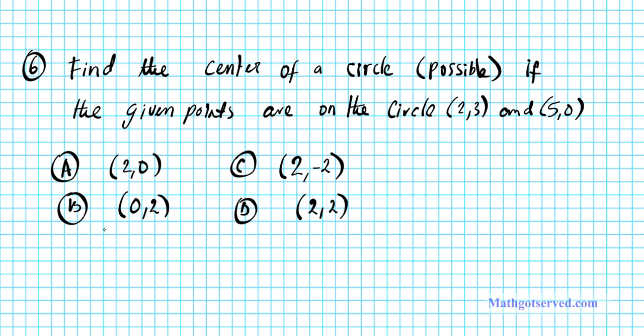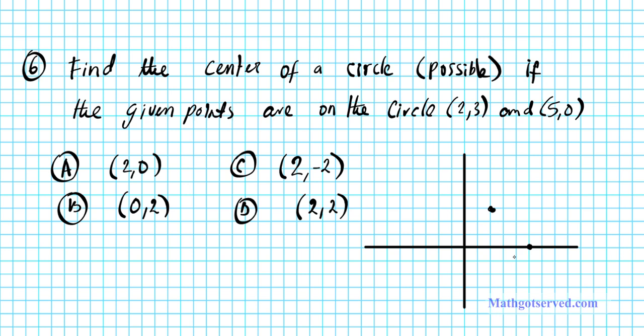Okay, so let's go ahead and solve this problem. The easy way to figure this out, we can just make a sketch, and then we can make a reasonable guess as to where the center is located. So let's go ahead and sketch the 2 points on the circle. The 2 points are (2, 3), so 1, 2, 1, 2, 3. That's 1 point. And the next point is (5, 0): 2, 3, 4, 5. Okay? So these are the 2 points.